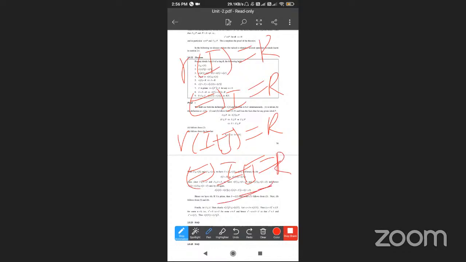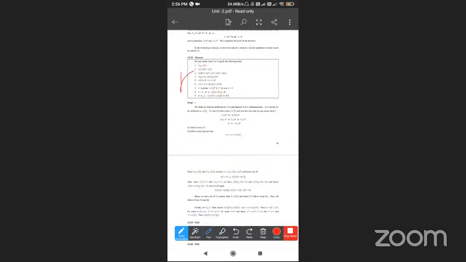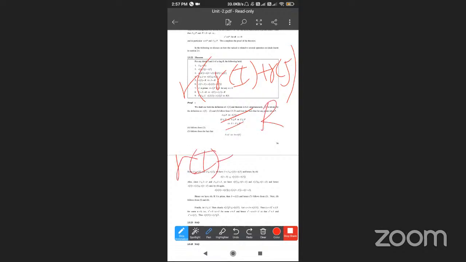The radical of I plus J is equal to the radical of I plus the radical of J. Therefore, the radical of I plus the radical of J is equal to R if and only if I plus J is equal to R. This is the eighth condition. So now the ninth condition.